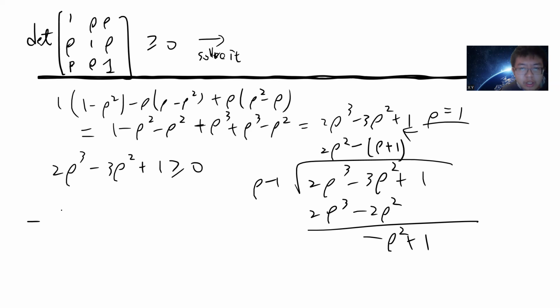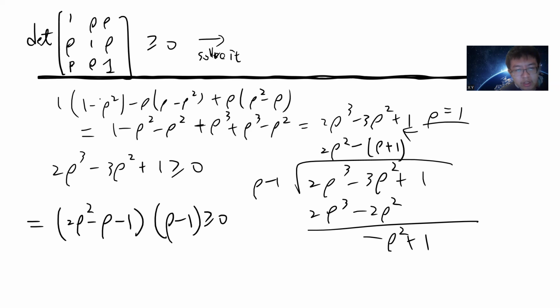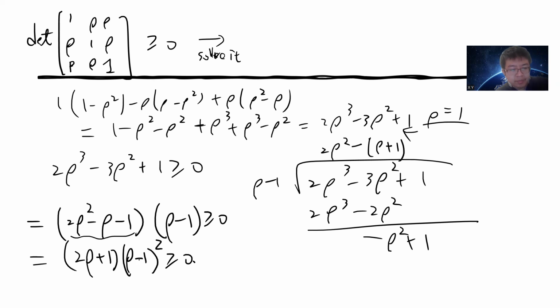Yeah, so I get (2ρ² − ρ − 1)(ρ − 1) > 0. Obviously I can still decompose this, so it becomes (2ρ + 1)(ρ − 1)² > 0. It is a bad idea to solve this using the determinant, but it's fine. The 2ρ + 1 will just be the sum of this.